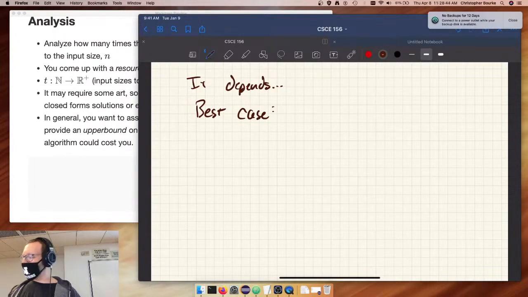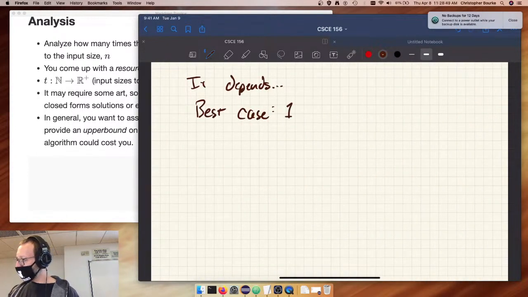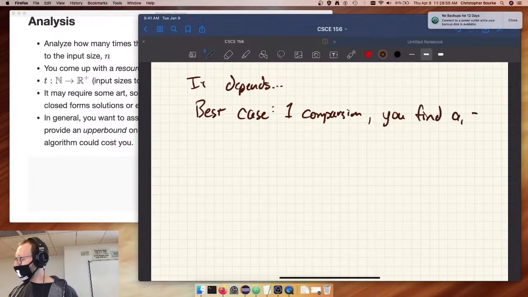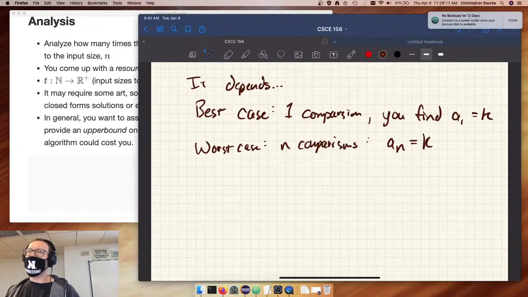So what's the best case scenario? 1. Why? 1 comparison. And you get lucky, right? You find it at the first place you look. You find that A1 is equal to the key. Right? I like that, best case. What about worst case scenario? N comparisons. Good. A of n, it's the last place you looked, right?